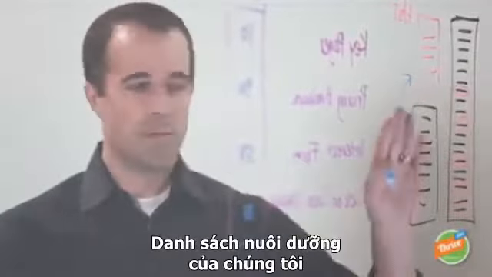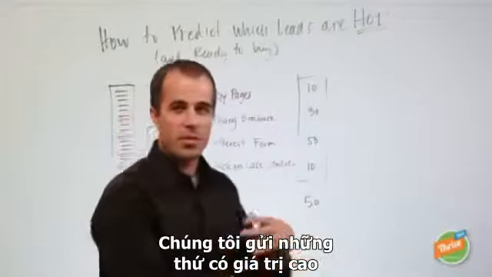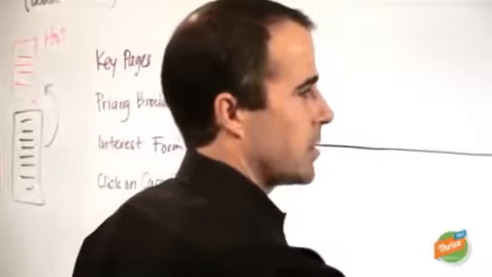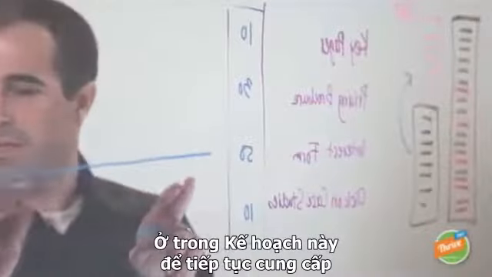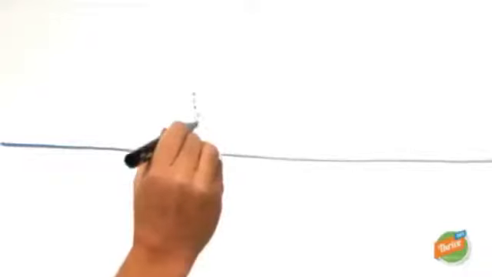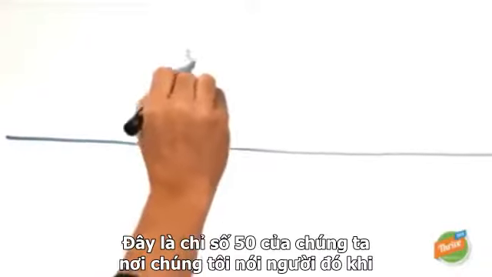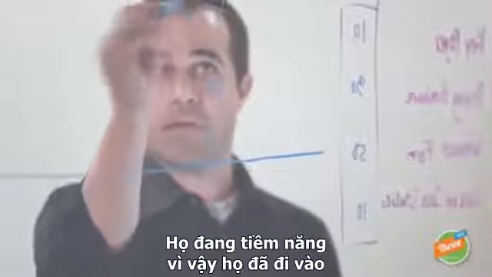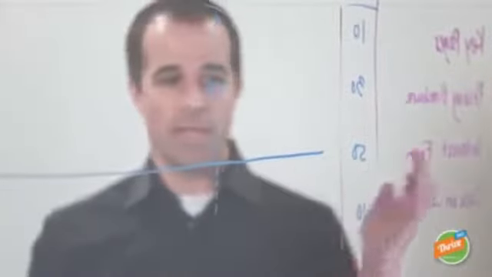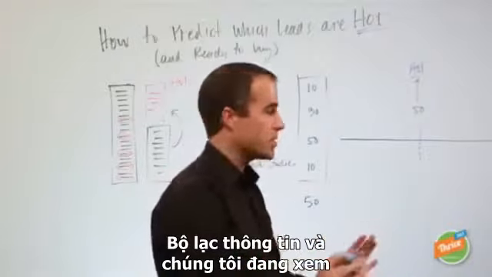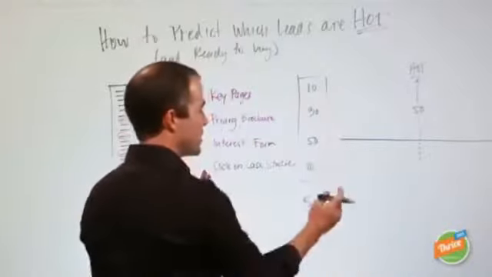So let's say we've got somebody in our nurture list. We're sending these super high value things. We're on this plan here of continuing to offer value as we nurture them. And we've got our little indicator right here. This is our 50, where we said that person, when they hit this, we know they're hot, right? So a lead comes into our system. We start to follow up with them, and we're watching. We're sending them this valuable information, and we're watching for these behaviors to take place.